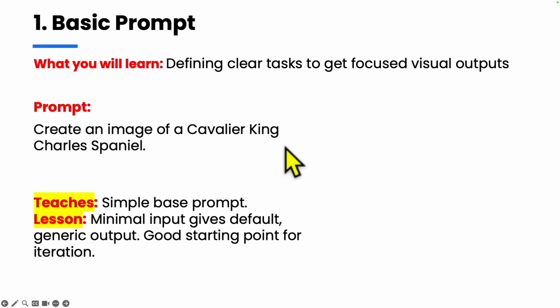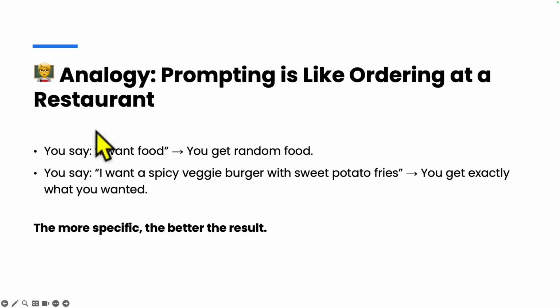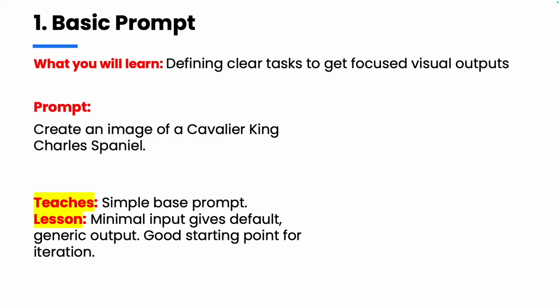So let's start with the first one. What is a basic prompt? If I go back to the previous example, if I say that I want food, that is a basic prompt. Or summarize a document is a basic prompt. So I'm going to ask this prompt in the generative AI tool: create an image of a Cavalier King Charles Spaniel. What it's going to teach us is rules for a basic prompt, and that minimal input gives us a default generic output. This is a good starting point for learning anything, right?